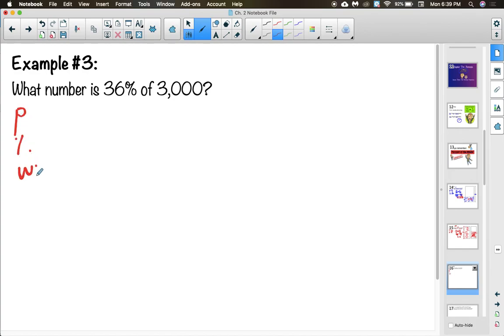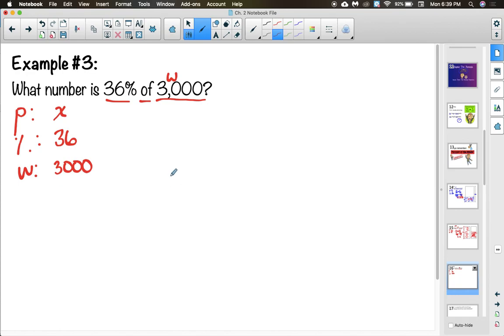The easiest one to pick out for this one is the percent, because you see the percent sign hanging out there. So 36%, put your 36 in the percent place. Remember that phrase we've been looking for, percent of the whole, percent of 3,000. So 3,000 is our whole number here. And that means, once again, we're looking for the part.